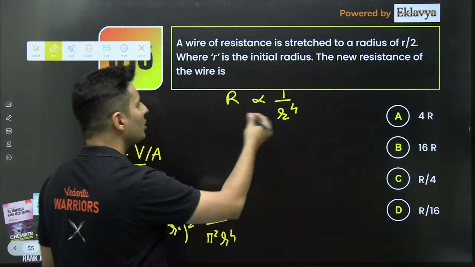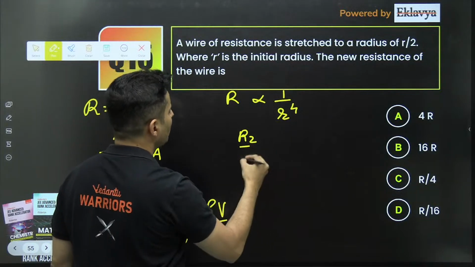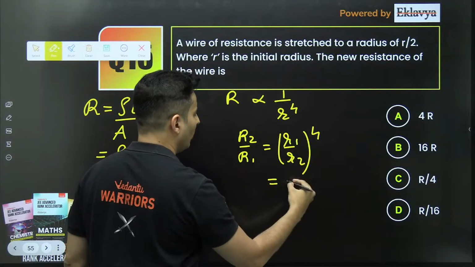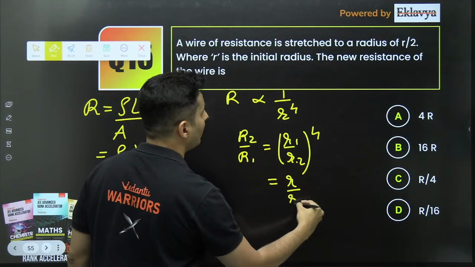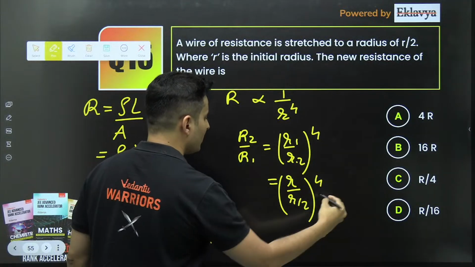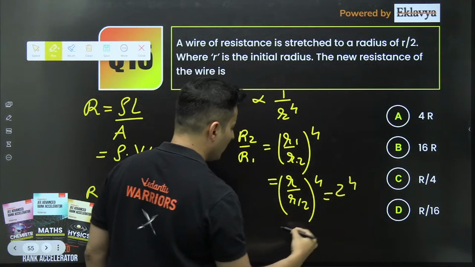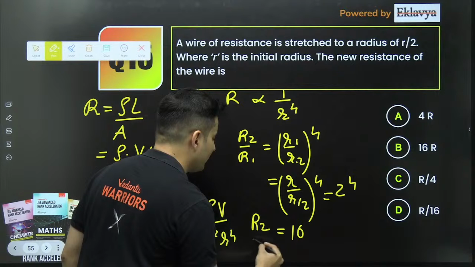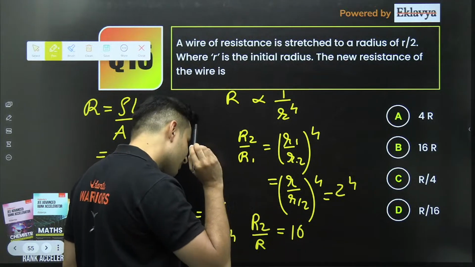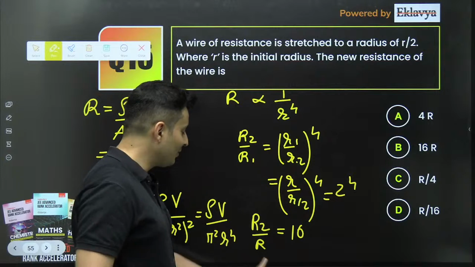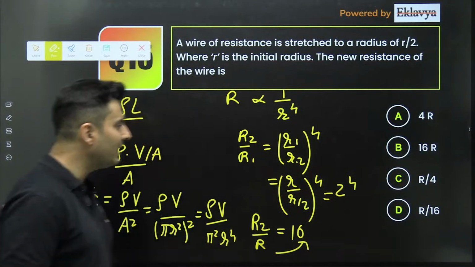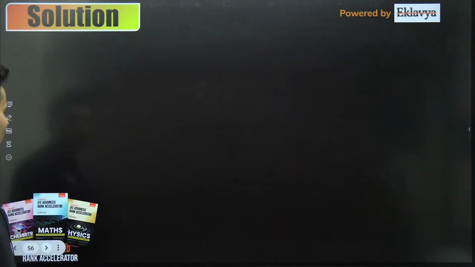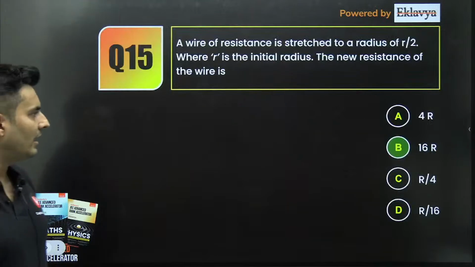So the new resistance: R2 by R1 will be R1 by R2 whole raised to 4. The old radius is r, the new radius is r by 2, so raised to 4, r gets cancelled. 2 raised to 4 is nothing but 16. New resistance is R2, old resistance was R, so 16 times of R. Option B for IIT Bombay. Yes, it is IIT Bombay.